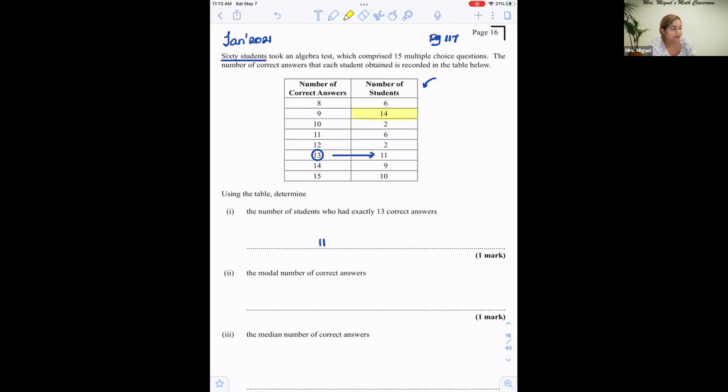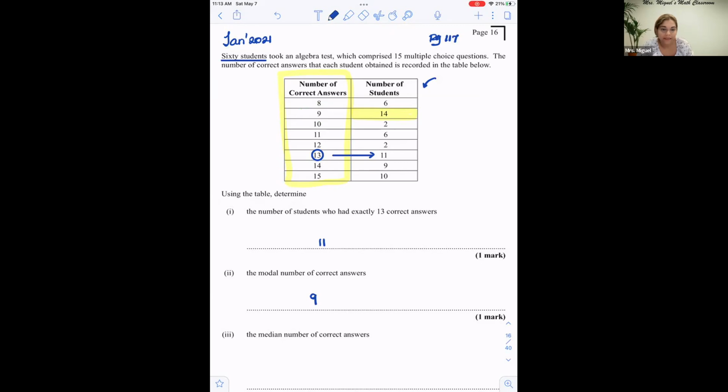So therefore, the number of correct answers. What I want to emphasize is that you are choosing a number from the correct answer column. So if you put 14, 14 isn't the number of students here. We want the number of correct answers. So when you are choosing your answer, make sure it is that column that you are choosing your answer from. So 14 students had 9 correct answers. So the mode is 9.